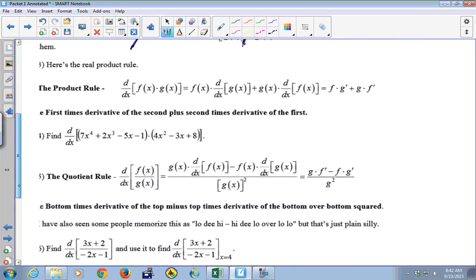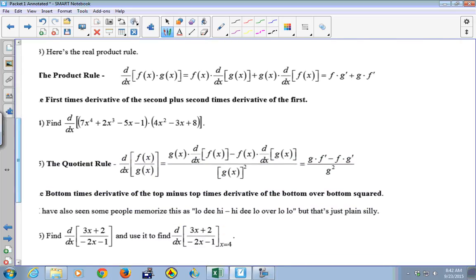So here's the real product rule. The derivative of f times g is f times the derivative of g plus g times the derivative of f. I like to think of it as first and second, right? So the first times the derivative of the second plus the second times the derivative of the first. This is how I remember it, in English words instead of symbols. f is your first function, g is your second function, so it's first times the derivative of the second plus the second times the derivative of the first.